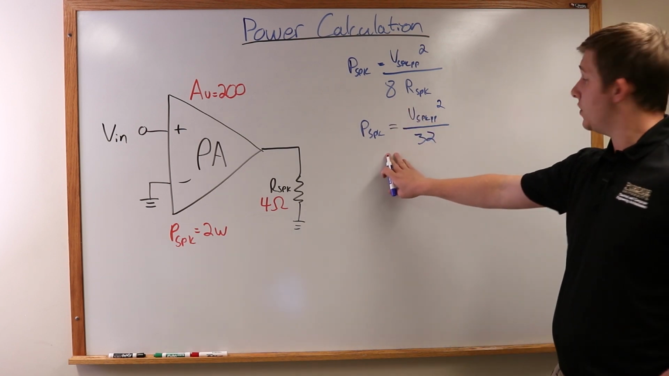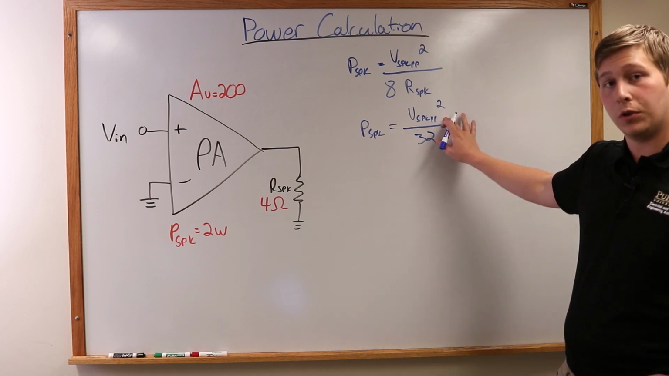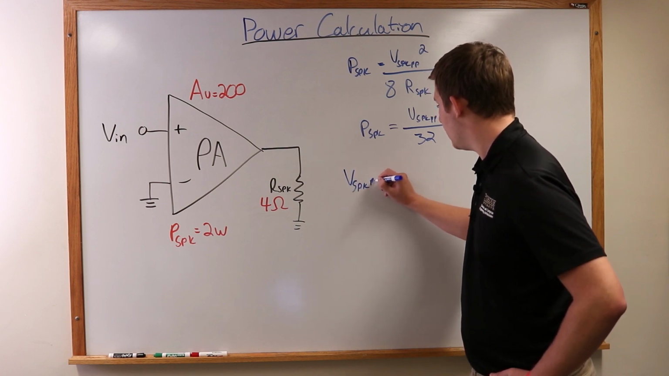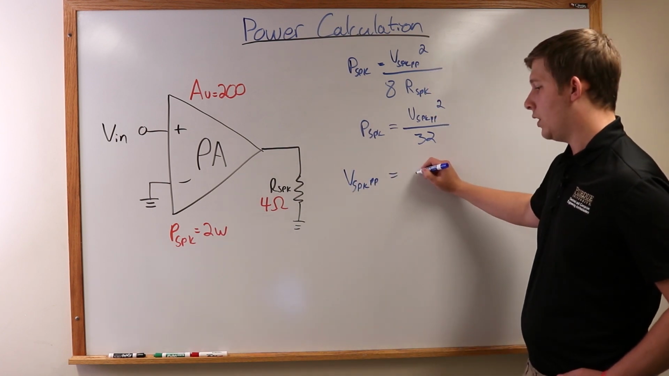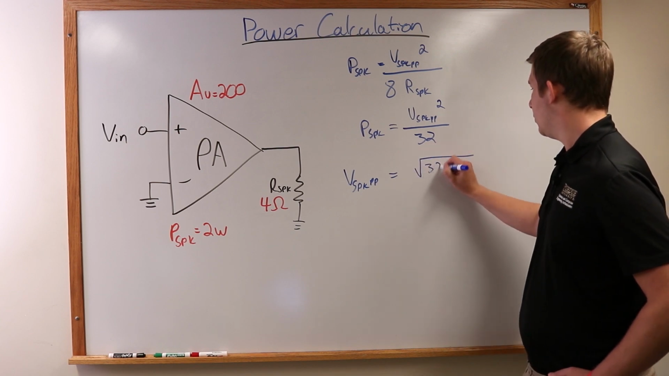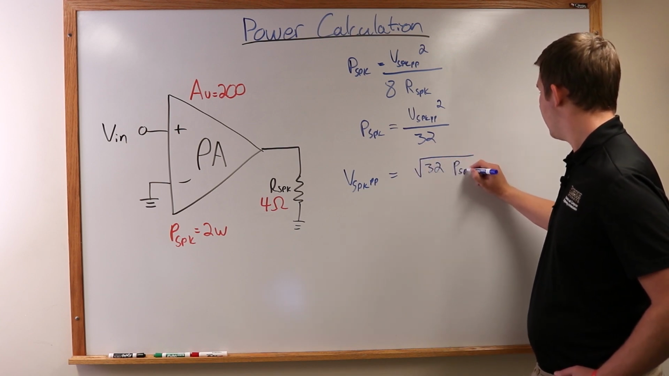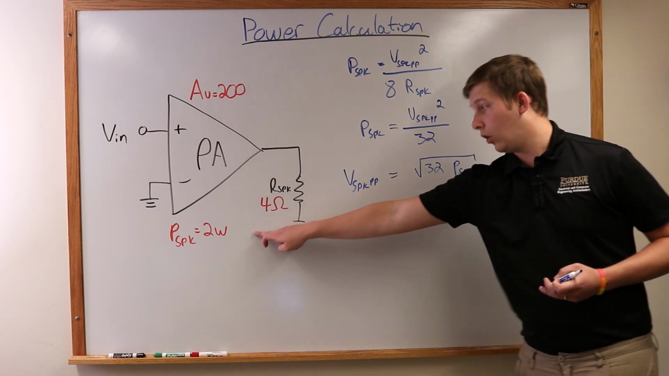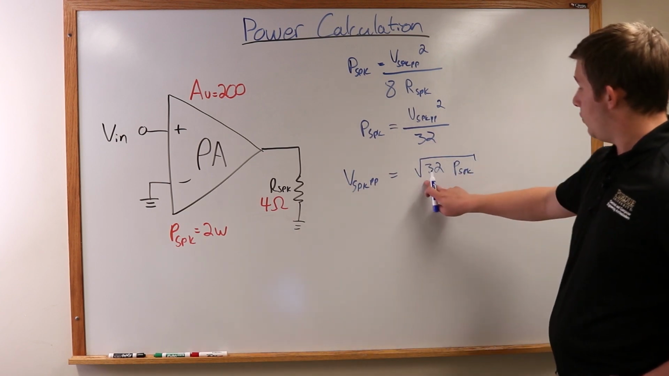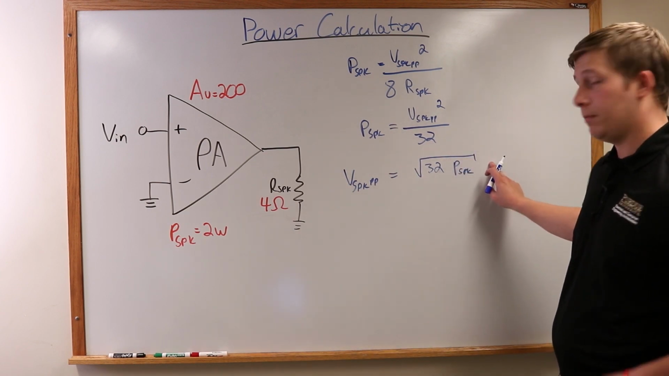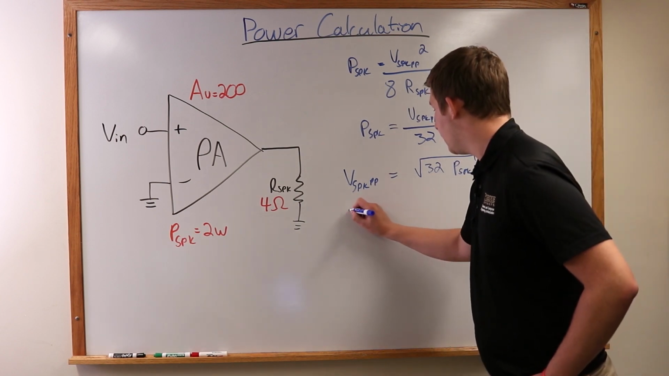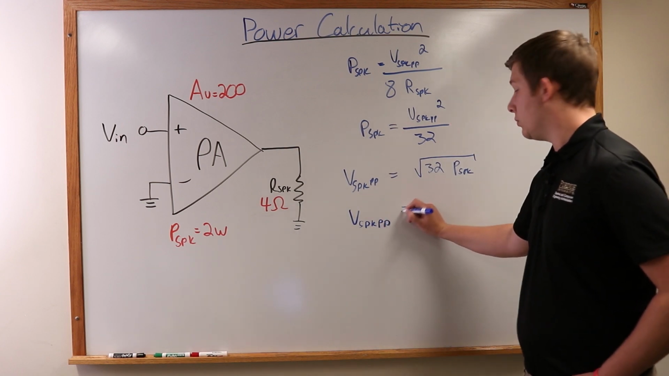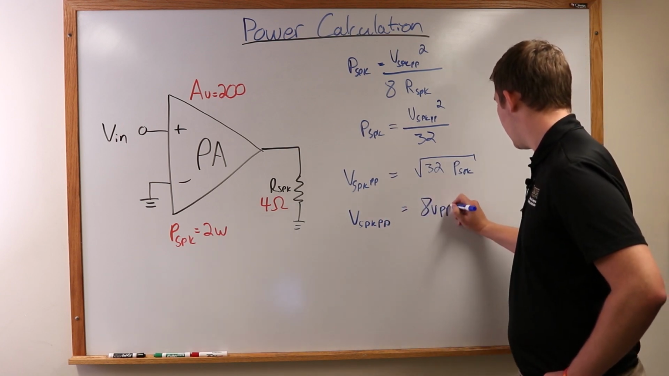Now I'll rearrange this and solve so that I get the peak-to-peak voltage across the speaker alone. This gives me that V_speak peak-to-peak is equal to the square root of 32 times P_speak. Now, in the next step, I'm going to substitute in our target power, 2 watts. That will multiply out to be the square root of 64, or 8. So we have that the peak-to-peak voltage across the speaker needs to be equal to 8 volts peak-to-peak.